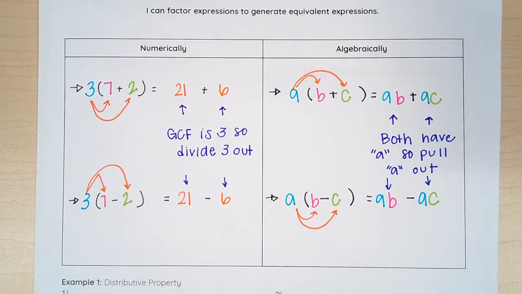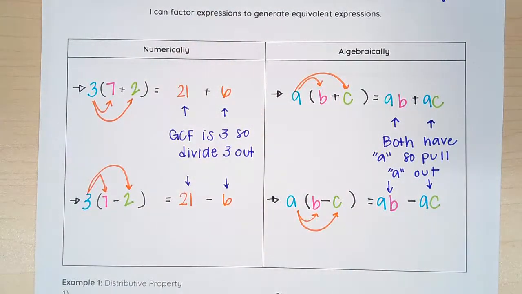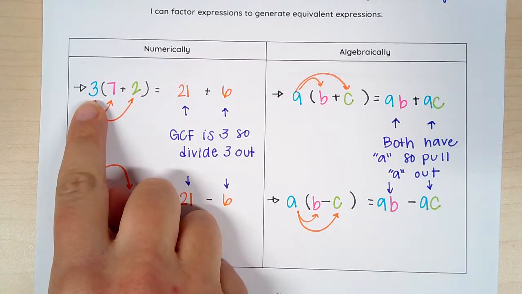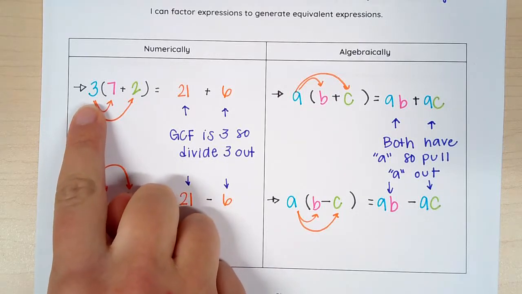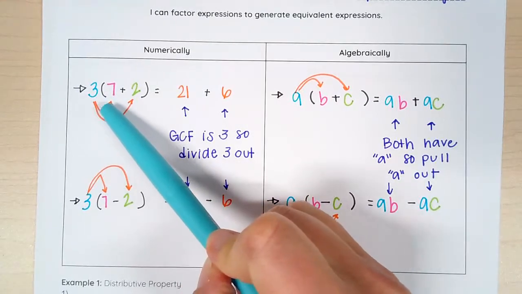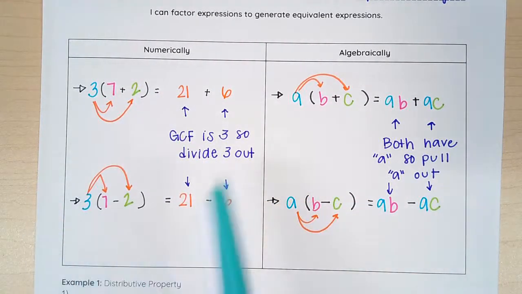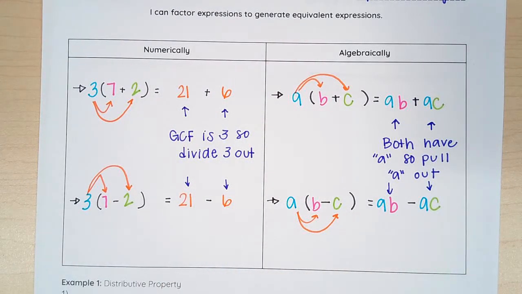Today we are going to talk about factoring expressions. We already talked about the distributive property, and when we have a term outside of a parentheses being multiplied to the parentheses, we can distribute that outside term to each term inside the parentheses, getting us an expanded expression and then eventually simplifying.